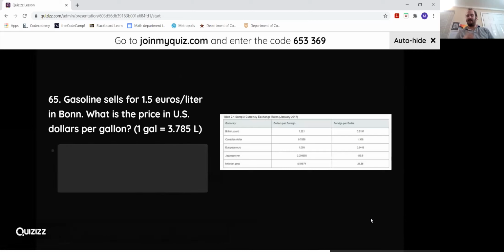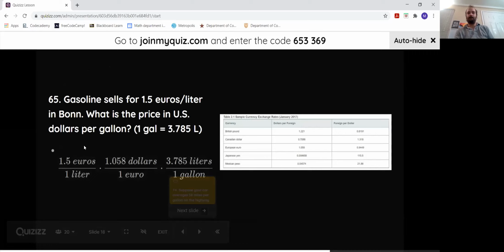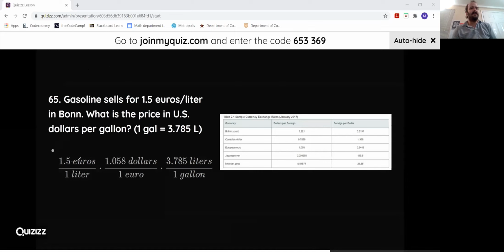All right, so the next slide, I'll break it down here. We start with 1.5 euros per liter. There are two things I need to do here. The first thing is to convert euros to dollars, so I believe I use this 1.058. I know it's $1.058 to every 1 euro. The other question is, what order do I write these in? Do I write dollars on top, euros on bottom, or vice versa? I can flip these, but I want them in this order so that this euro on top and this euro on bottom simplify out.